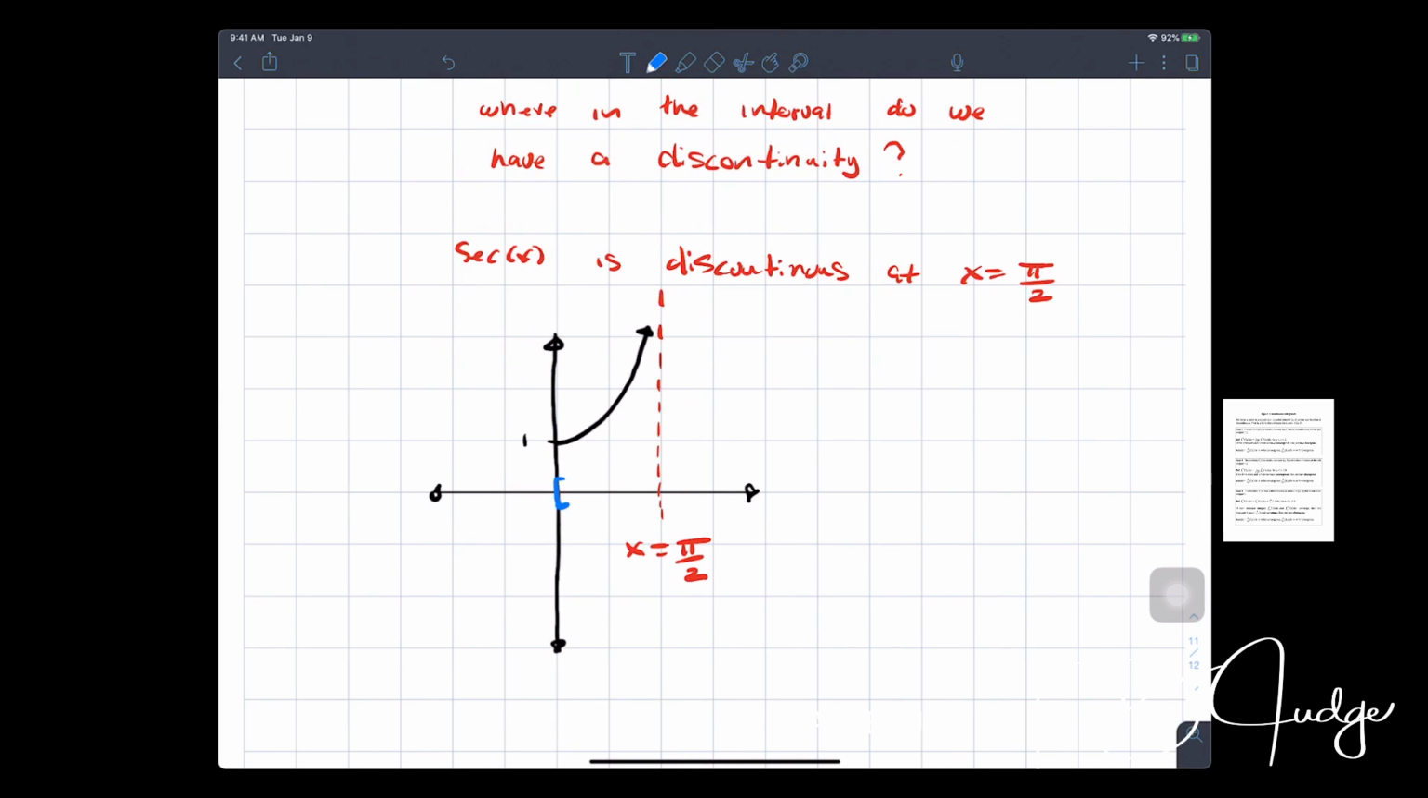So here's my interval that we're going to try to integrate over. Okay, 0 to pi over 2. And then we have a problem here at pi over 2. So we're going to fix our problem. So here's where we're at. Let's take a look.